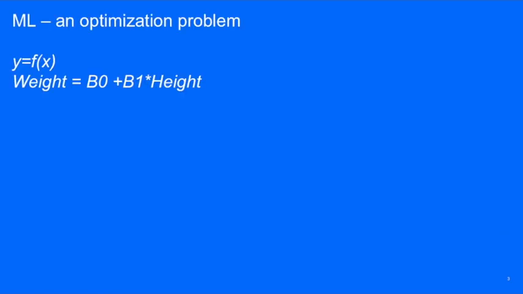As I mentioned, AI is an optimization problem, and the scope we have is to find the target y given the equation f of x. So f of x defines the input features that can be used to find the target y. Take for example a simple equation: weight equals the coefficients b0 plus b1 into height.